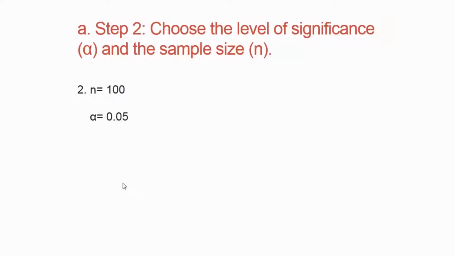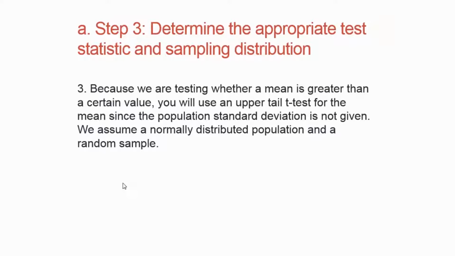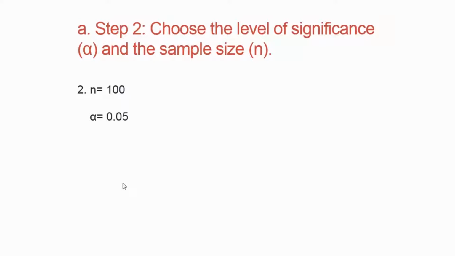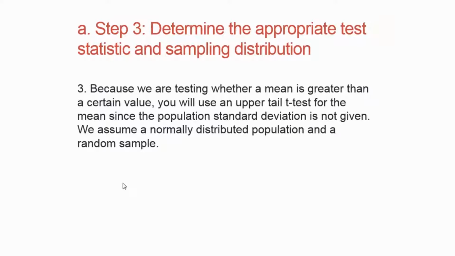Step 2, n equals 100 buses and alpha equals 0.05. That was given. Step 3, because we're testing whether the mean is greater than a certain value, it's going to be an upper tail t-test for the mean. We're interested in the mean. It's an upper tail test because it says greater than, and we don't have the population standard deviation. All we have is the sample standard deviation. We are assuming a normally distributed population and a random sample. The population has to be normally distributed because the sample may or may not be. In this case, however, we do have a sample size of 100, so it's probably pretty close to normally distributed anyway.